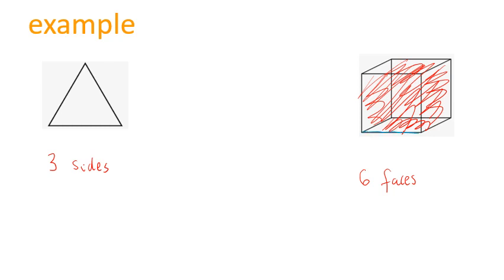Alright, then if we're talking about the edges, so these are the edges. So we've got 1, 2, 3, 4, 5, 6, 7, 8, 9, 10, 11, 12. And then corners, we've got 1, 2, 3, 4, 5, 6, 7, 8. 8 corners.